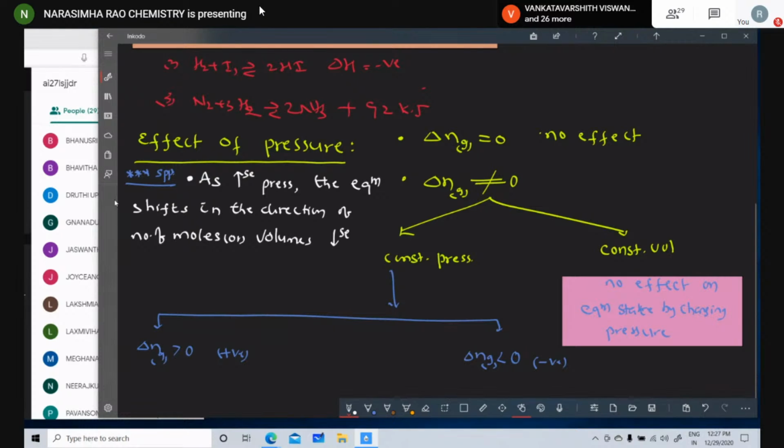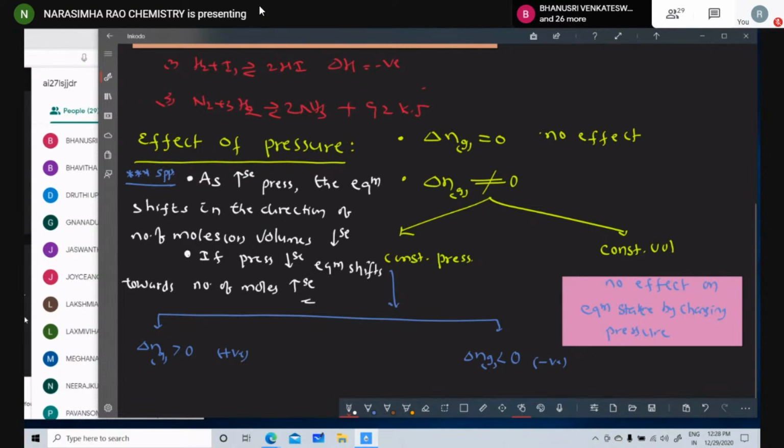Anvita, clear now? Yes, sir. If pressure decreases, equilibrium shifts towards the number of moles or volumes increasing. It's clear.